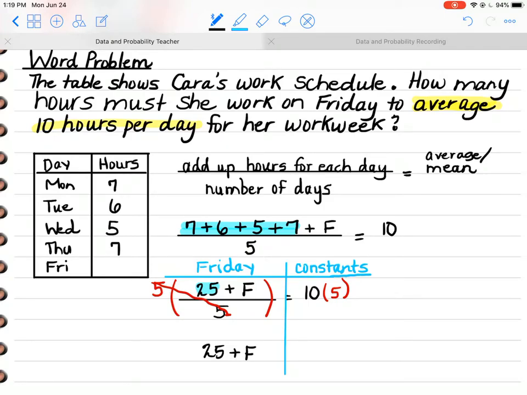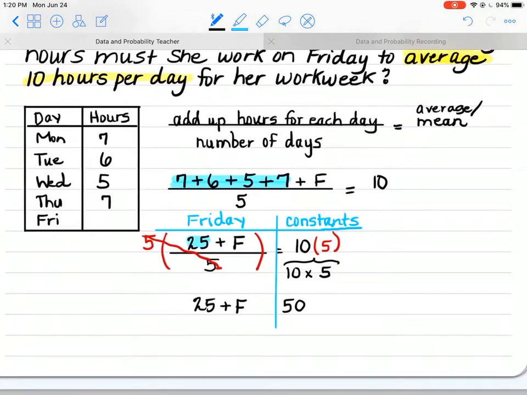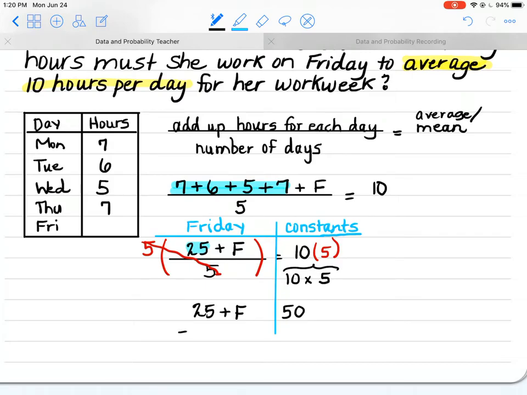And then 10 times 5 is 50. I will write that out. That is multiply. 10 times 5 is 50. We did the same thing in the last problem. Take the 25 off this side and off this side. So on Friday, she would have to work 25 hours for this to come out for a mean of 10.